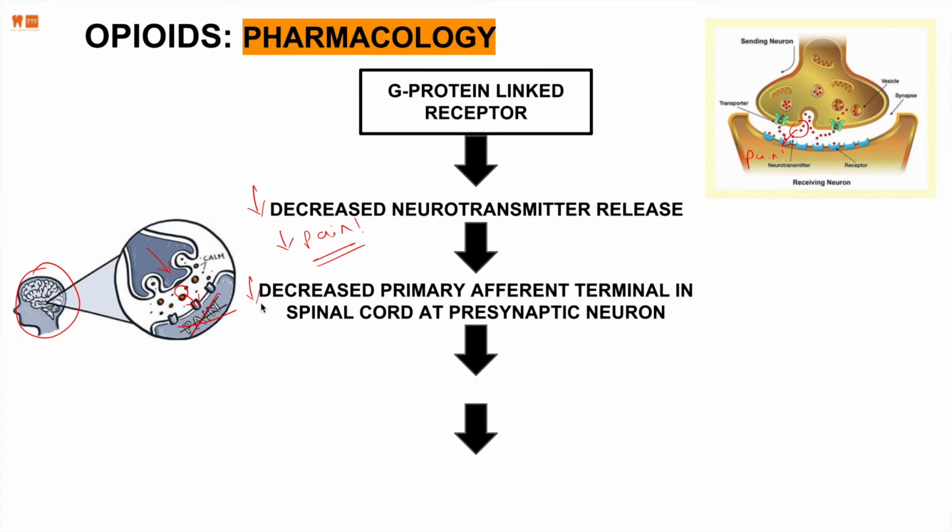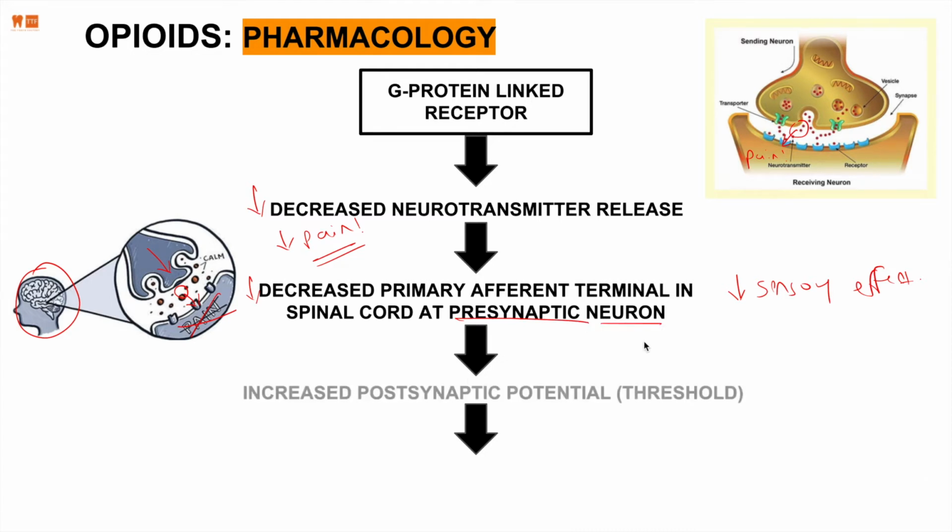Therefore, they decrease the primary afferent terminal activity in the spinal cord at the presynaptic neuron. This statement means that there will be less sensory effect at the presynaptic neuron, and therefore it will increase the postsynaptic potential. What does this statement mean? Well, this is the threshold required by the postsynaptic membrane right here in order to cause pain. But because of the opioids' actions, this potential goes up. The threshold goes up.